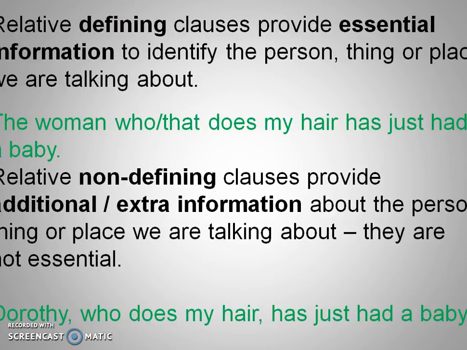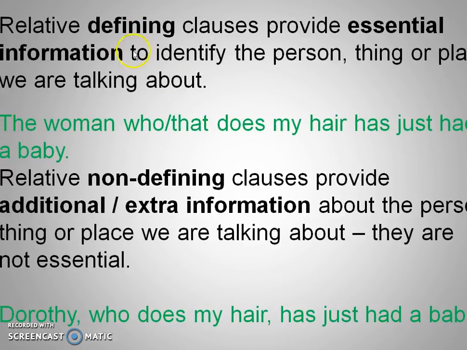Now we have two different types of relative clauses, defining and non-defining. The defining relative clauses provide essential information to identify the person, thing, or place we are talking about. For example, "The woman who or that does my hair has just had a baby." In this sentence, if we don't explain who the woman is, we wouldn't know who she is. That's why this is essential information.